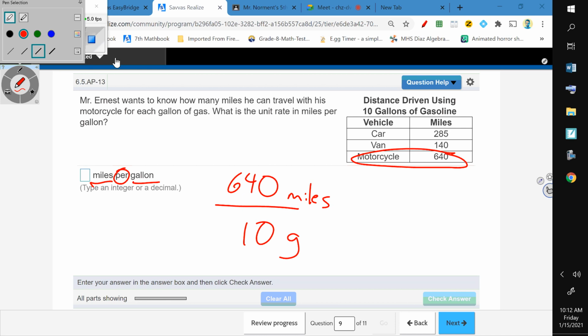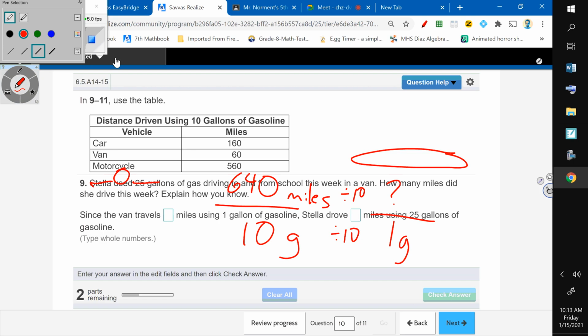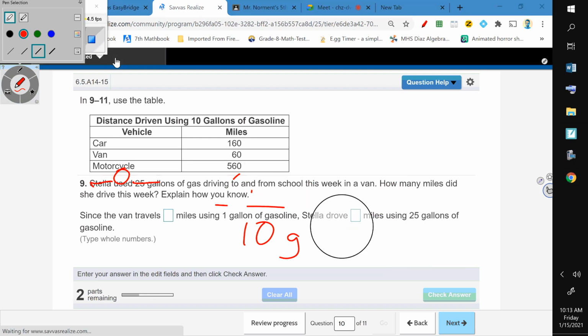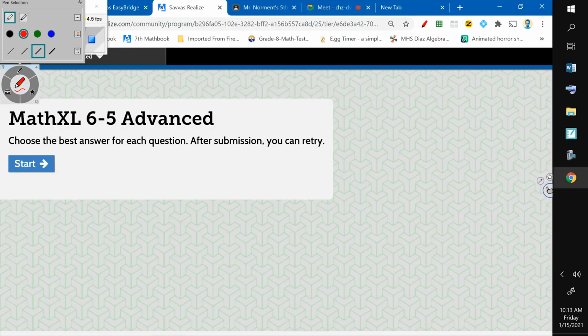So now I just divide by the denominator. Divide this by 10 to get 1 gallon. You divide the top by 10, and you are going to get your answer. 640 divided by 10. Go back and watch me do that again if I went too fast.